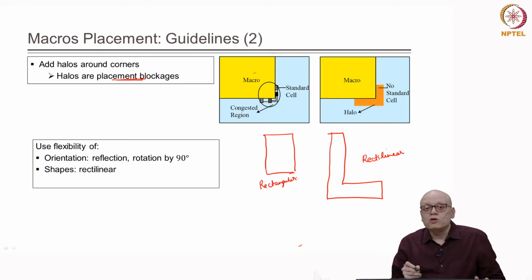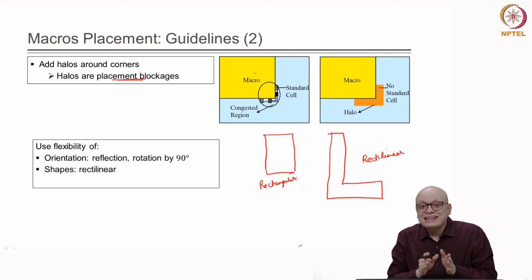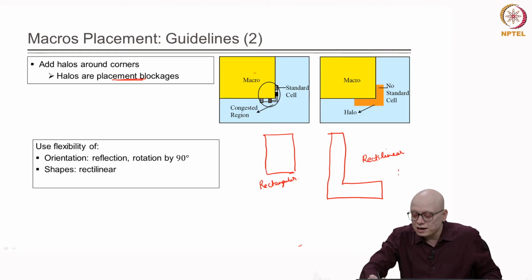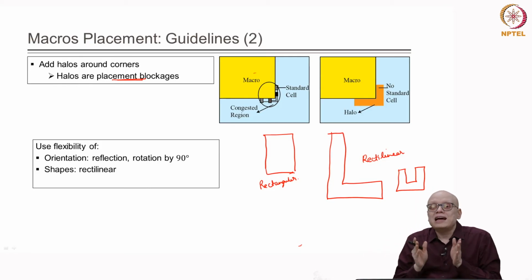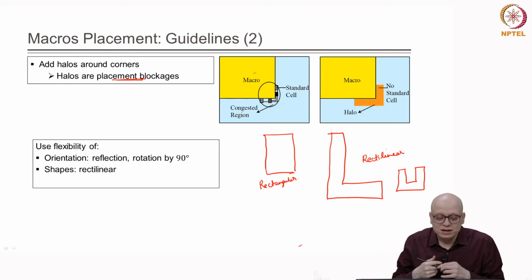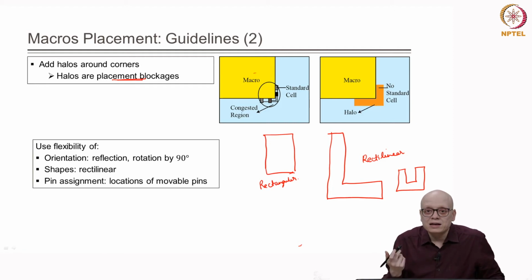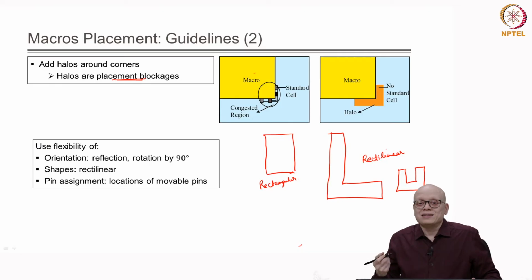Now, for many macros, it is not required that it should always be rectangular. It can be rectangular, it can be rectilinear. For example, it can be L shape, it can be U shape, or any other shapes that we get by straight lines, right. So, we can try out different shapes and then see which one is giving us the best QoR. Then we can try out different pin assignment, right.